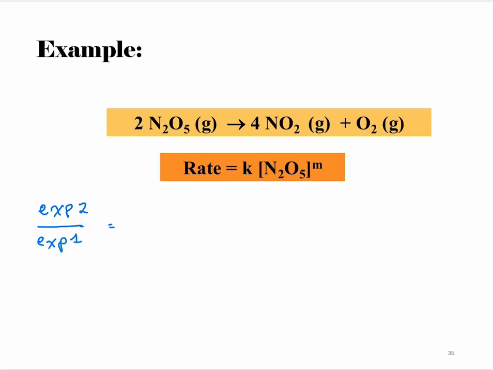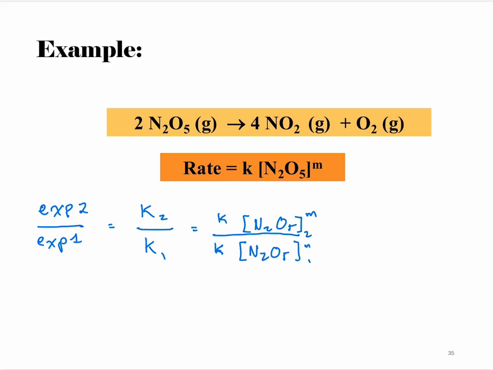And if we do that, that means we're going to plug in our rate for 2 over our rate for 1 is equal to the rate constant times N2O5 subscript 2 to the power of m over N2O5 subscript 1 to the power of m.